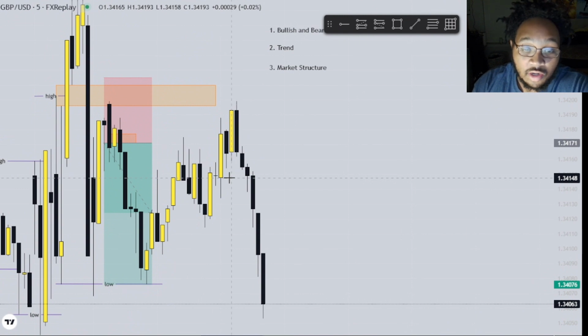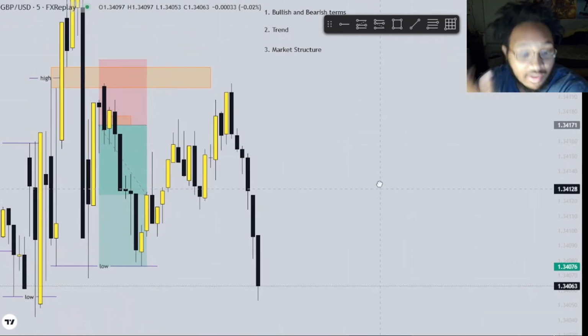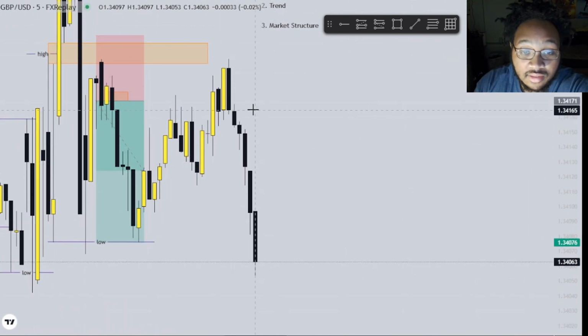Example again: it opens here, came down here, went back up all the way to here, but at the end of the 5 minutes, the candle closed right here. Vice versa for this one: it opened at the top, came all the way up here, came all the way down here, and then closed at the bottom.